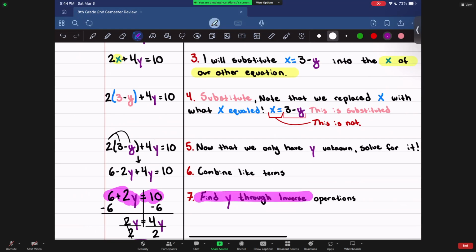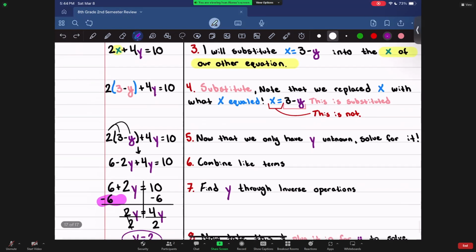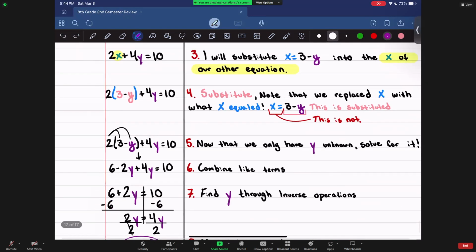You have to find y through inverse operations, okay? Now, some of you guys are still a little confused on this, but you're basically just removing everything around the variable until you get what the variable equals. So on this left side, we have 6 plus 2y. I don't need that 6 there, okay? I'm trying to get to y. So I'm going to get rid of it by doing the opposite. Because it's adding, I'm going to subtract, and whatever I do to one side, I do the other. After I subtract, that leaves me with 2y is equal to 4.